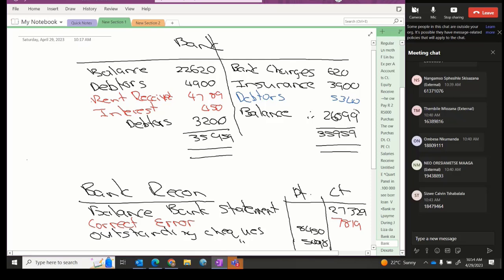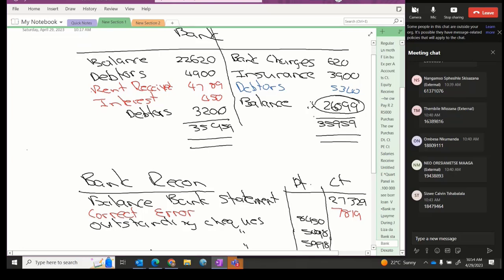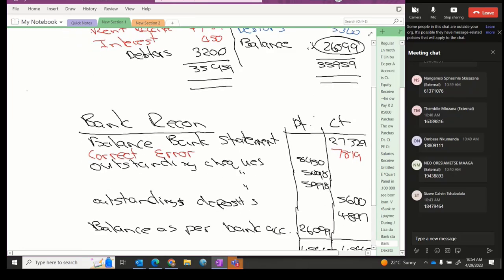35959. And this amount is what's going to your... just move down the screen a bit. That balancing figure in your bank account is going to the debit side. So that's why it's also on the debit side of your bank recon.